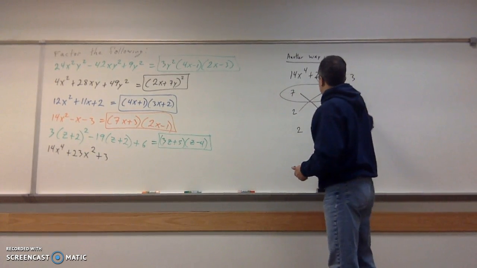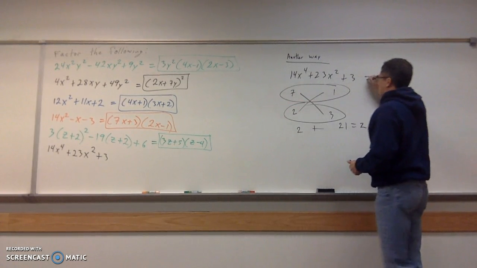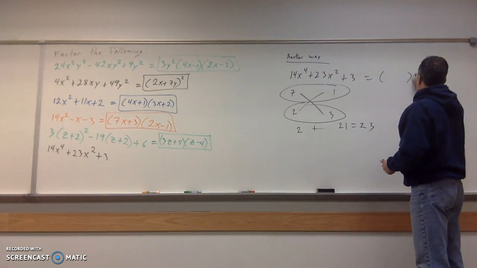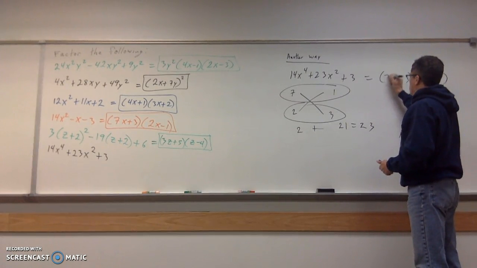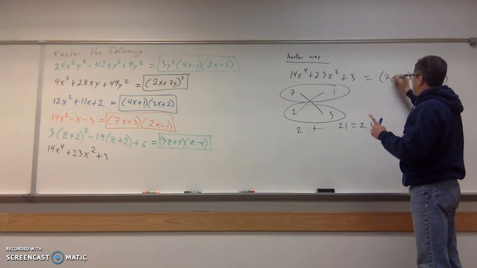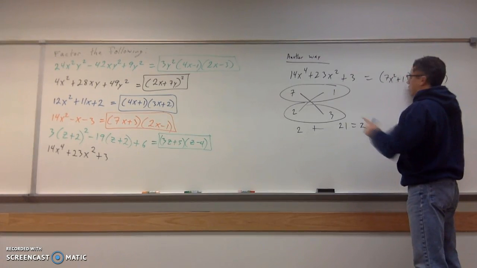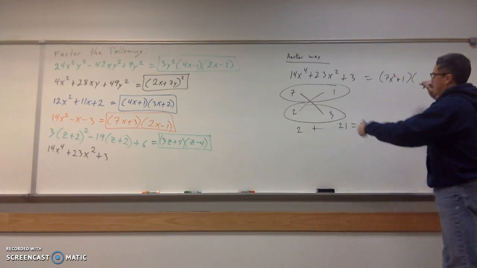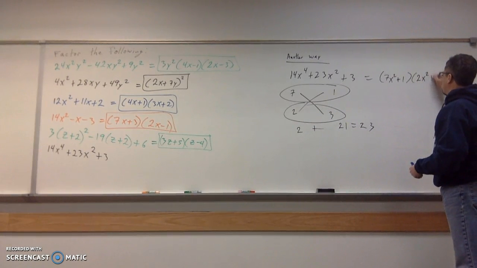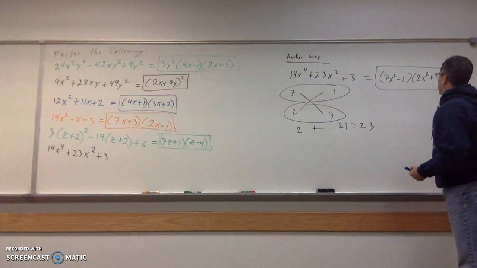So I'm going to have 7, but instead of x, I'm going to write x squared plus 1. And over here, instead of writing 2x plus 3, I'm going to write 2x squared plus 3. See, I'm already done on this one.